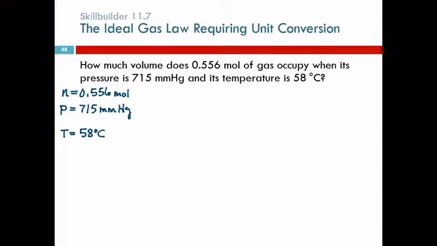Well, I know that's not good. Let's convert that right away. Plus 273, 58 plus 273, 331 Kelvin. All the gas law problems have to be temperatures in Kelvin. And they're asking us to find the volume. And then let's write down what R is, because we're going to need that.